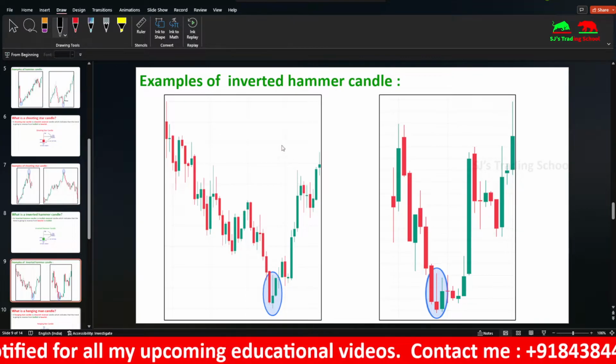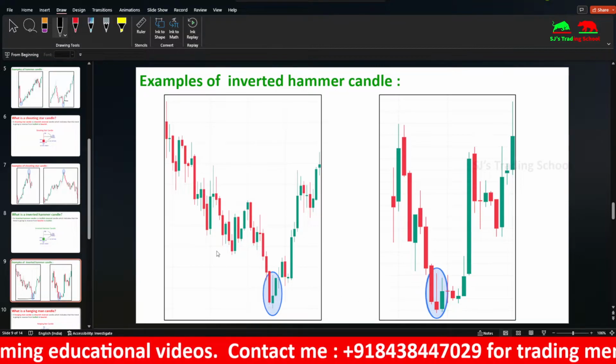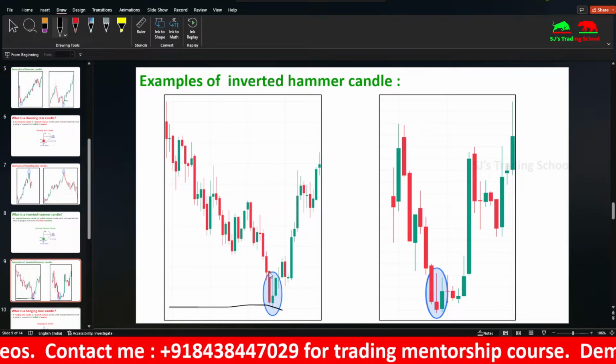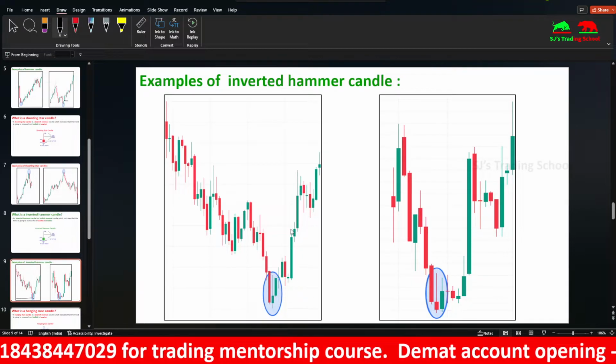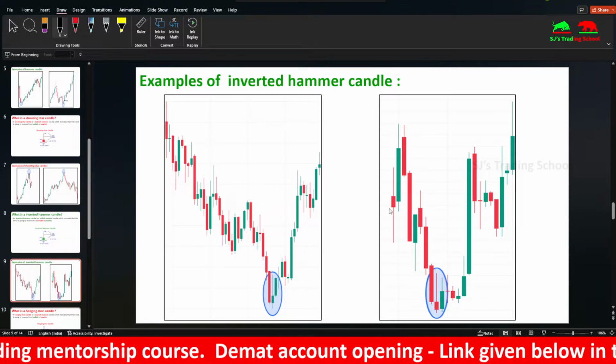Conservative traders might wait, but you have to see whether there is a previous support or resistance. Only if there is support, you can take it once the next candle breaks the high of the inverted hammer. Otherwise, you have to wait. Even if you're an aggressive trader, you have to wait for the next candle.